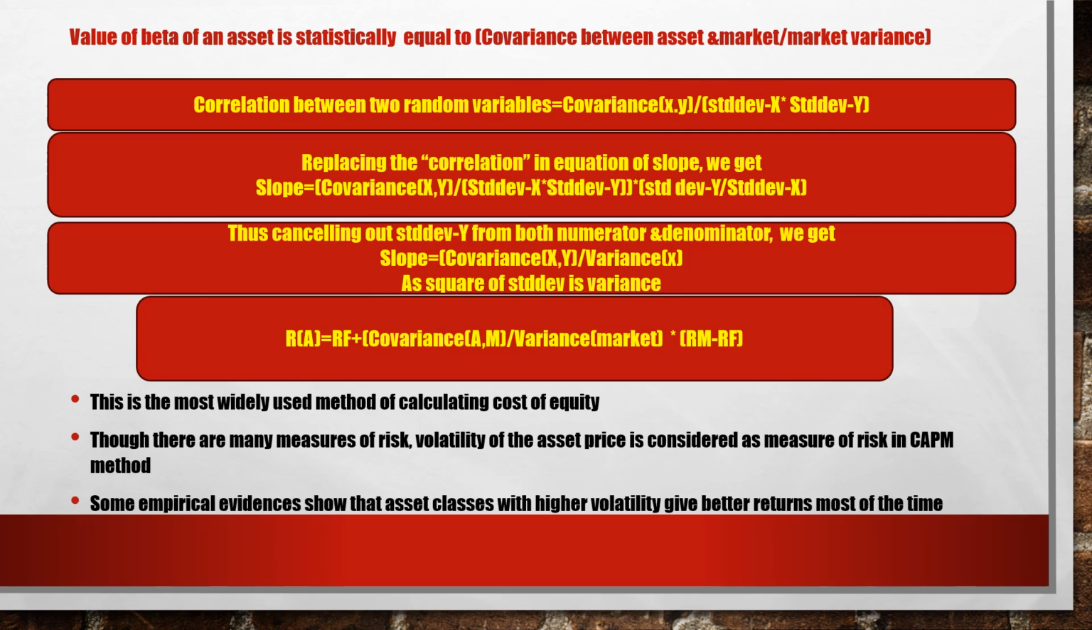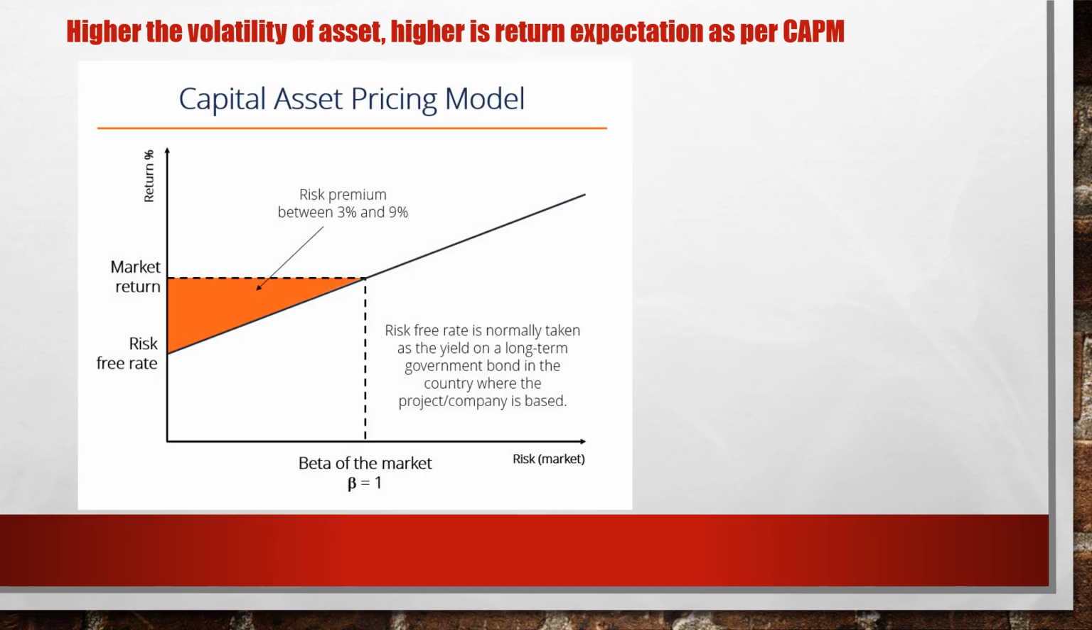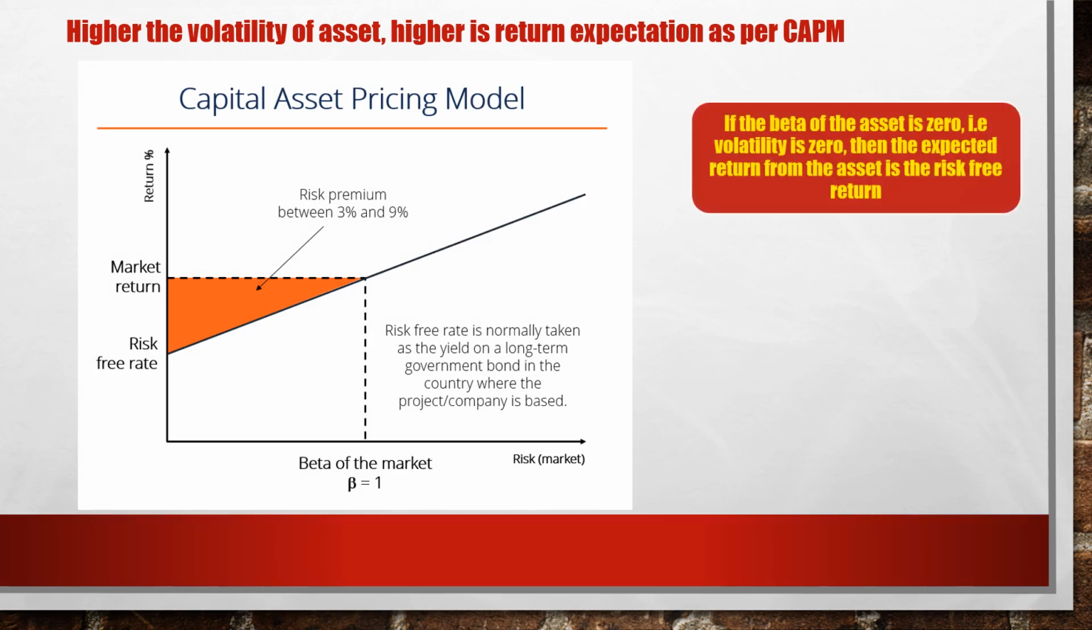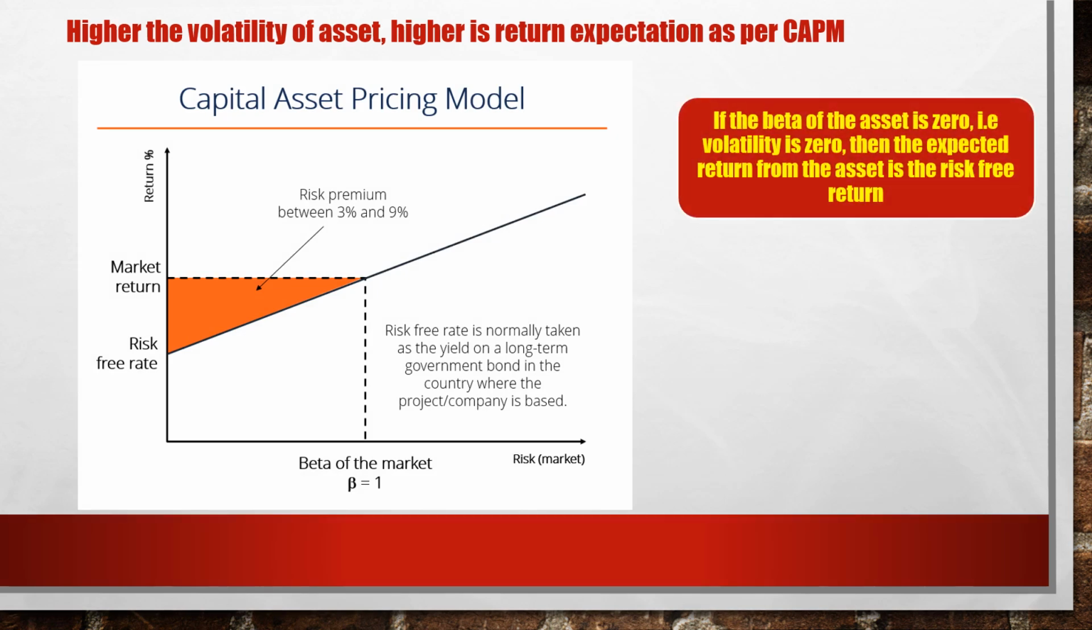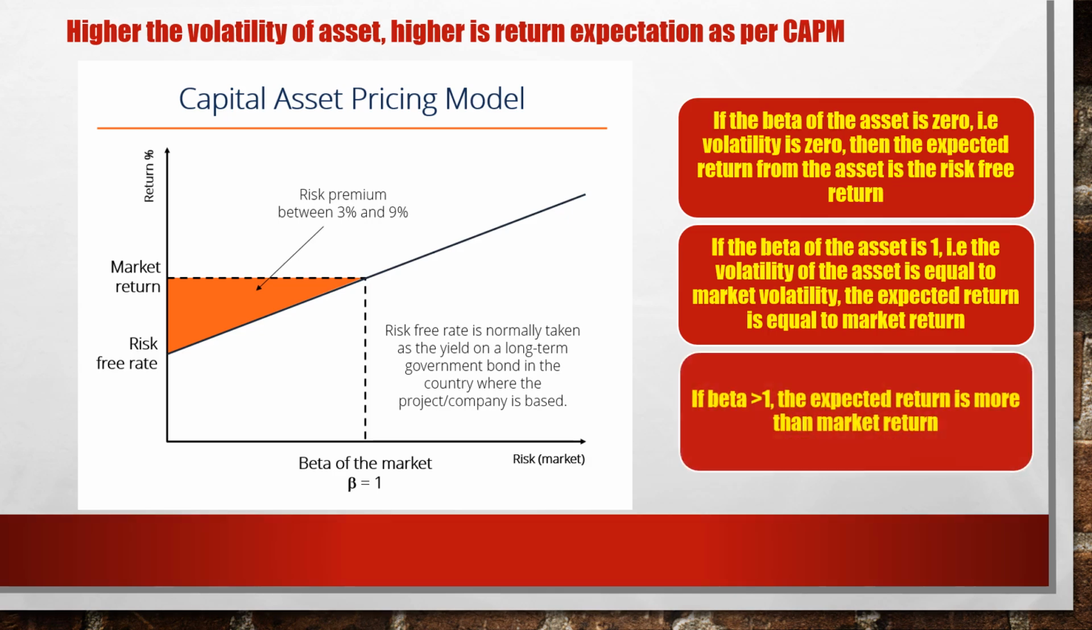Some empirical evidence shows that asset classes with higher volatility give better returns most of the time. Now, the higher the volatility of the asset, the higher is the return expectation as per CAPM. The graph depicts the capital asset pricing method. If the beta of the asset is 0, that is, the volatility is 0, then the expected return from the asset is the risk-free return. If the beta of the asset is 1, that is, the volatility of the asset is equal to the market volatility, the expected return is equal to the market return. If beta is more than 1, the expected return is more than the market return.